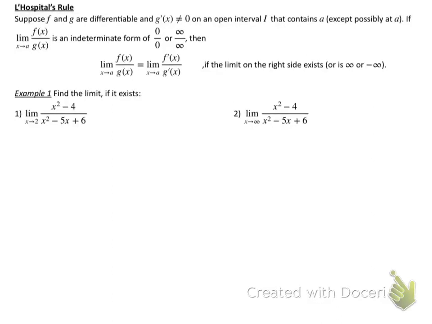In this lecture, we are going to apply L'Hopital's rule to compute limits of indeterminate forms. If we have a limit of a quotient which is an indeterminate form, 0 over 0 or infinity over infinity, then we know from L'Hopital's rule that the limit of the quotient is the same as the limit of the quotient of the derivatives.